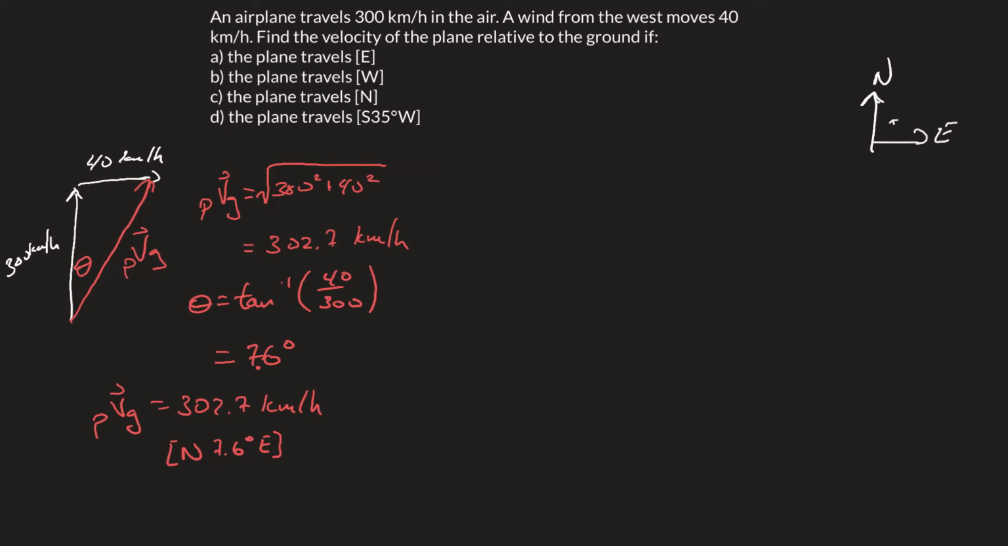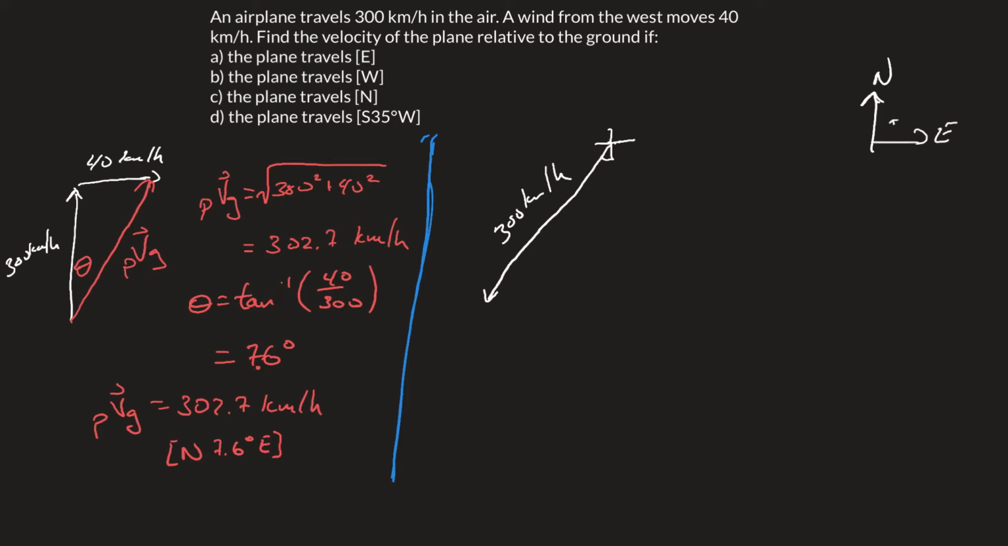Finally, we're looking at the plane's velocity relative to the ground if it travels at this weird angle, south 35 degrees west. So here it's really important that we draw an accurate diagram. It always helps to draw just a tiny Cartesian plane where you're going to start your diagram. South 35 degrees west means we're starting down here at the south end. We're going to estimate about 35 degrees, so it's going to look something like this. So here's our first vector, 300 kilometers per hour, and that's approximately south 35 degrees west.